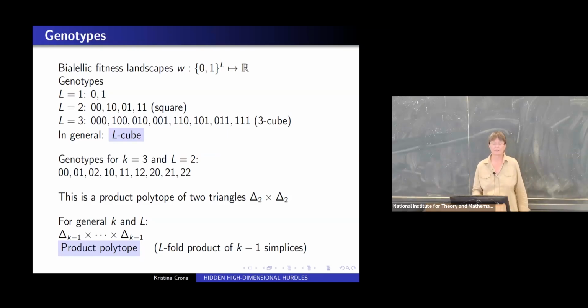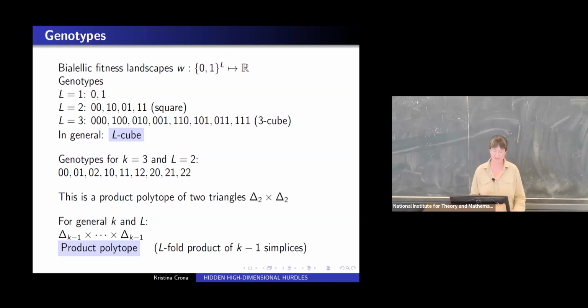And here, I think I can go over this rather quickly, since it's similar to Joachim's talk. If we are in the biallelic case, then we can think of L equals 2. Then we think of the genotypes as just being the vertices of a square. For L equals 3, we get the 3-cube, and in general, an L-cube. Things get a little bit different if we have the K-letter alphabet. Here, K equals 3 and L equals 2, for example. Then we get 9 genotypes.